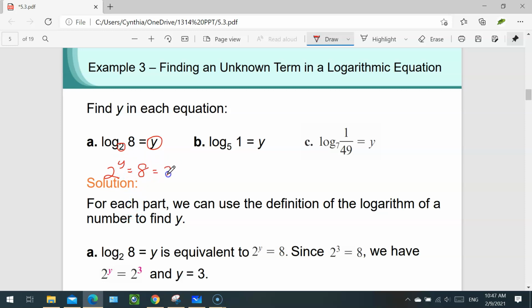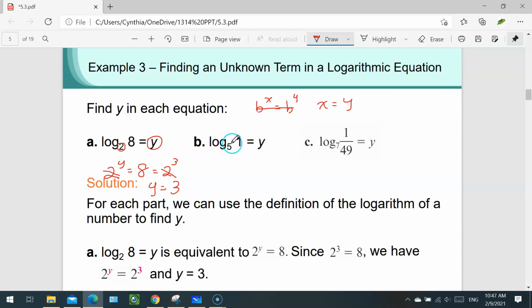a is equivalent to the power 3. So according to the property of the exponential function, when you have b to the power x equal b to the power y, we can simply cross out the base and let x equal y. We have the same structure here: 2 to the power y equal 2 to the power 3. So I can just cross out the 2 and let y equal 3.